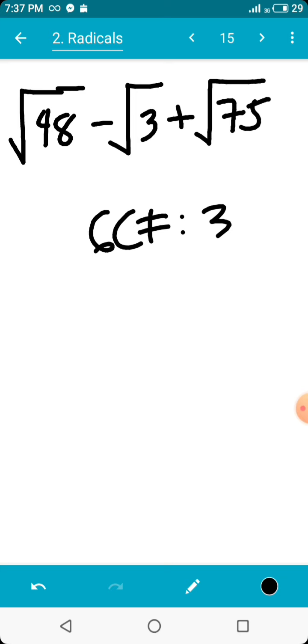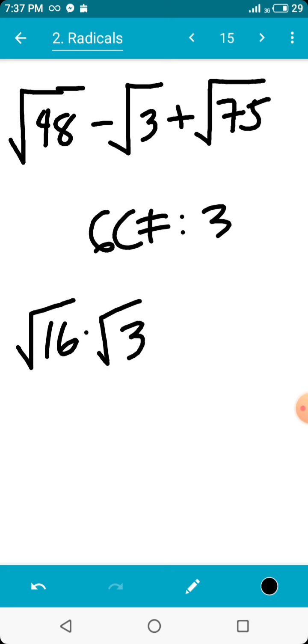So, i-rewrite natin yung square root of 48 and isip tayo ng anong i-multiply natin sa 3 para maging 48. And that is 16. So, we can break down square root of 48 as square root of 16 times square root of 3. Okay? And we know that 16 is a perfect square, so therefore, pwede natin makuha yung square root niya, and that is 4. And then, we can just write yung square root of 3 kasi hindi naman yung perfect square.